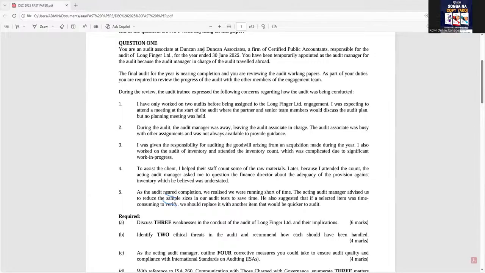Do you share a draft report with those charged with governance before the final report? Do you share a draft report? You don't exactly share the report, but of course you can have a discussion regarding your findings. You can have a discussion regarding your findings before you give a final report.